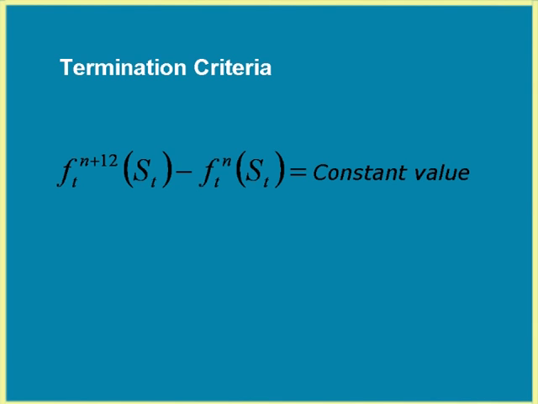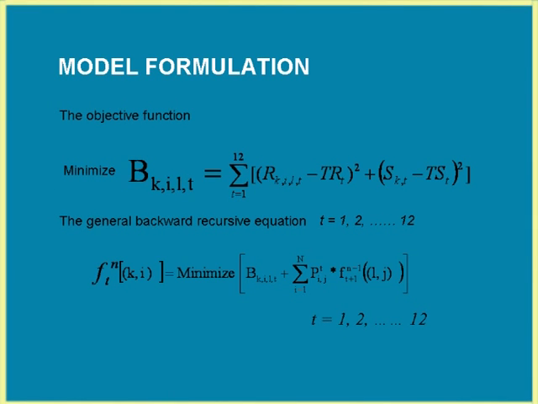I run the model for n number of times, and if I find the difference between the net benefit of the current time period plus the number of time steps in my planning period, it should be the same. So mathematically the objective function B_KILT is, where K is the discretization of inflow, I is the discretization of storage, L is the discretization of final storage or release, and T is the time period. So I have a four dimensional matrix here. It is wrong to say it is a four dimensional matrix. I can say that it is a fourth order matrix, right?